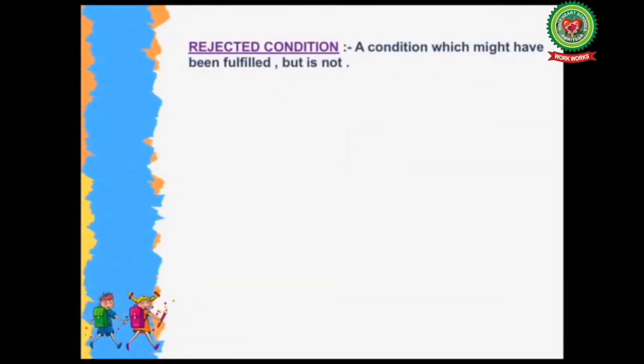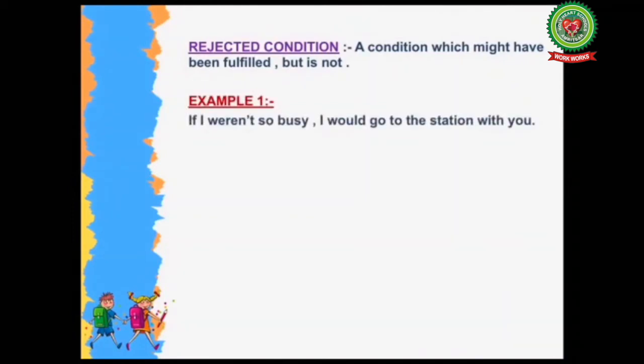A condition which might have been fulfilled but is not. Let's understand this with examples. If I weren't so busy, I would go to the station with you. Now, this action has already happened in the past. I could have gone to the station with you, but I did not go. This has already happened, so the condition was not fulfilled. Therefore, it is a rejected condition.